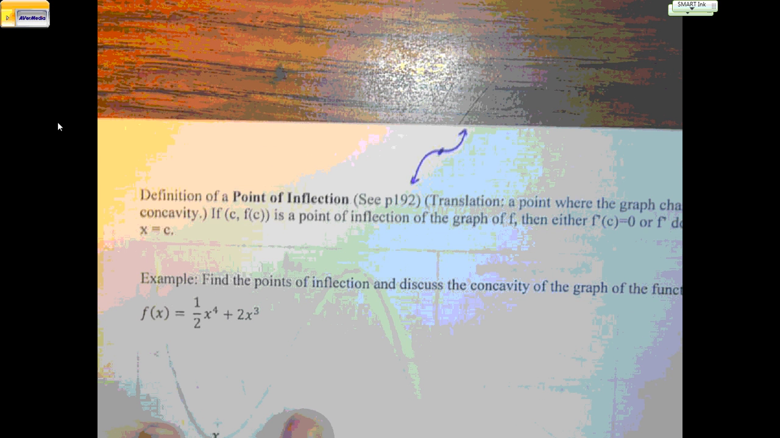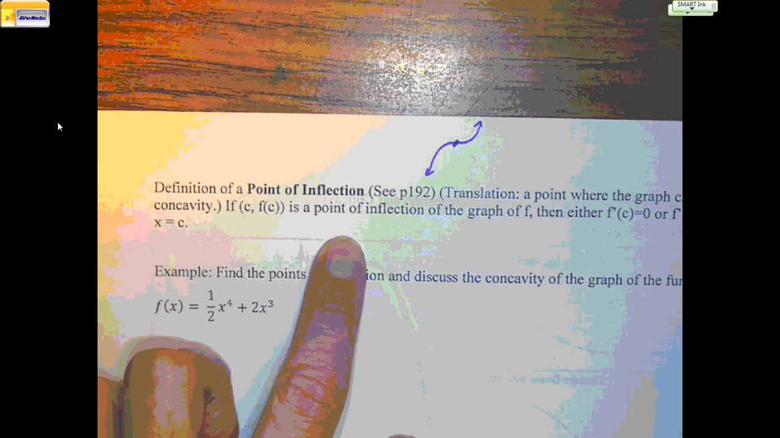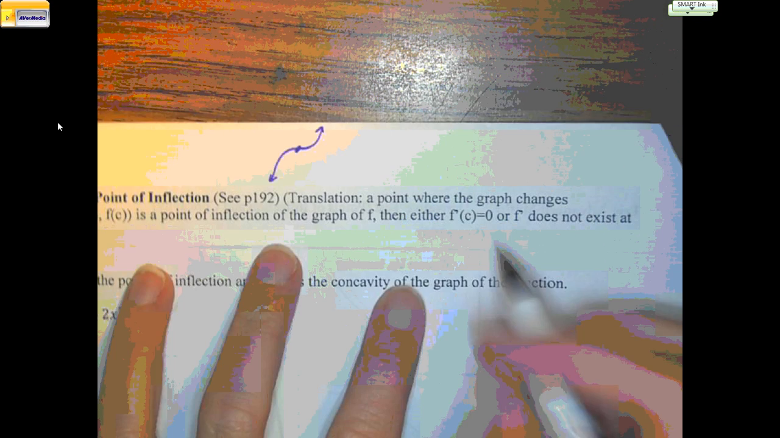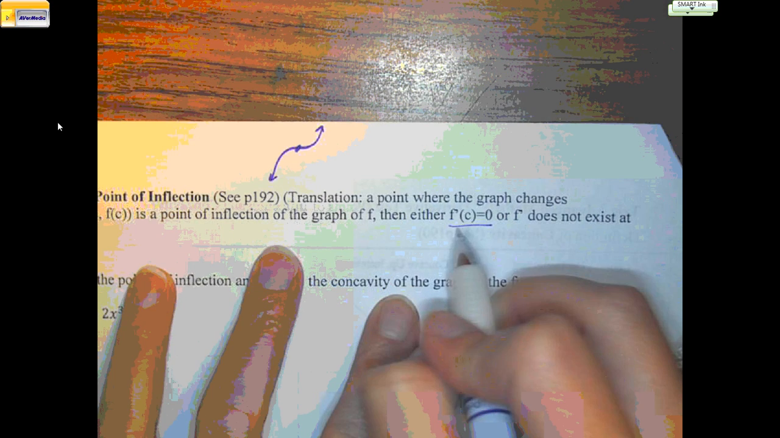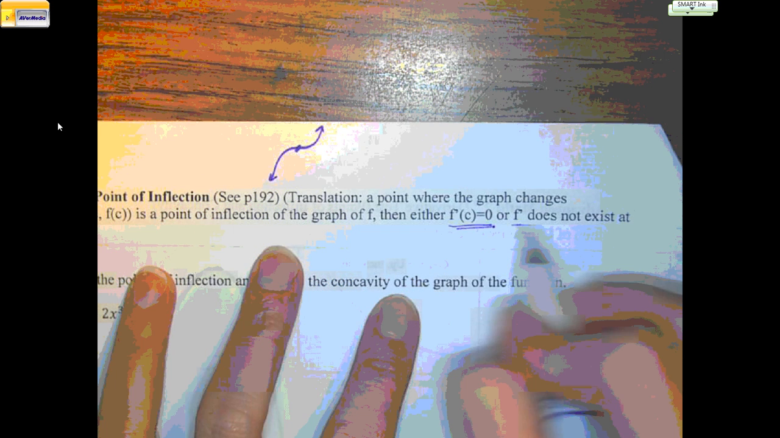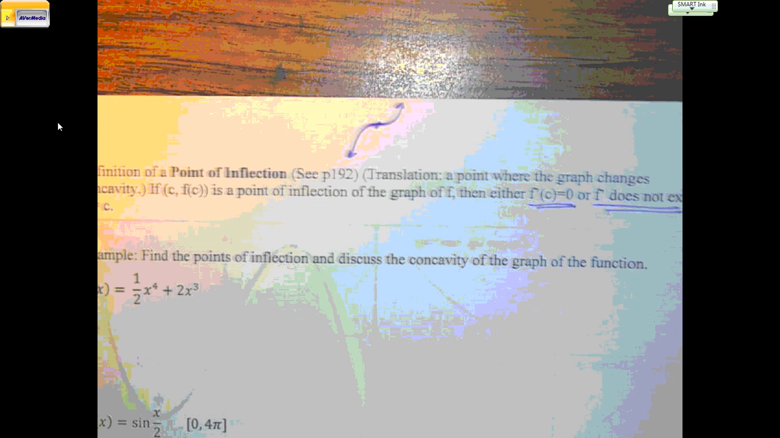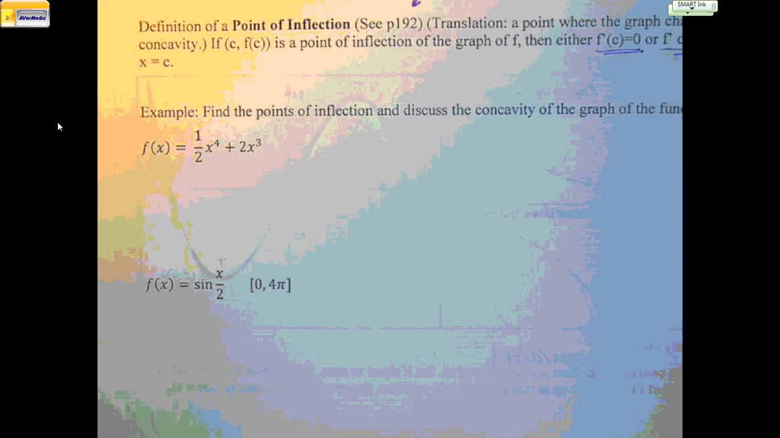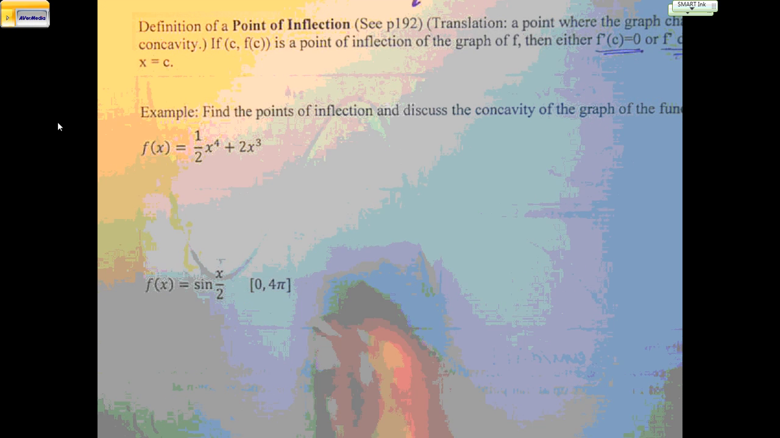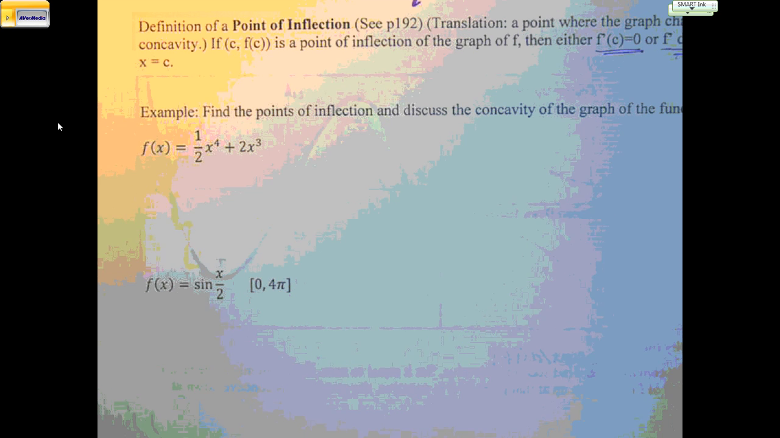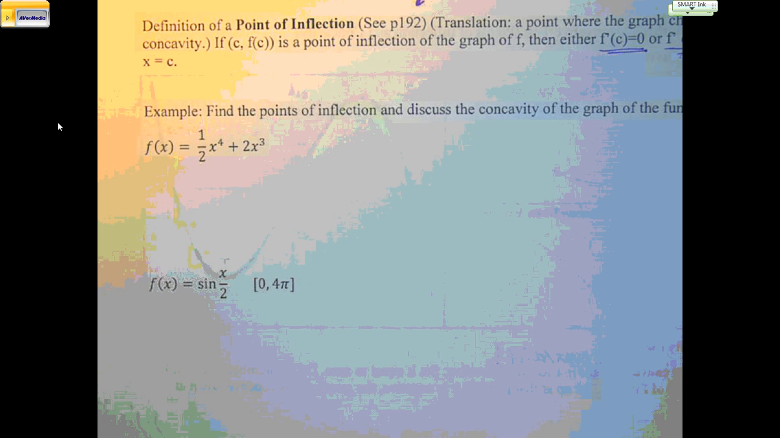It does say that if this point is a point of inflection of the graph, then either the derivative equals 0 or the derivative doesn't exist at that place. It's either one or the other. So let's see here. We're going to find the points of inflection and discuss the concavity of the graph. So discussing the concavity, you can do that. We just did that. Points of inflection, that's a little different. So let's look and see.